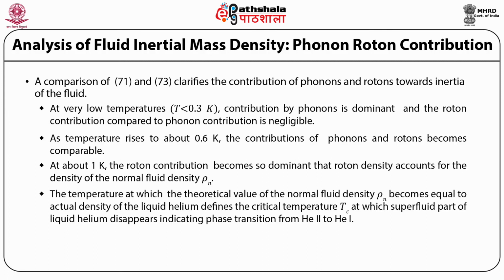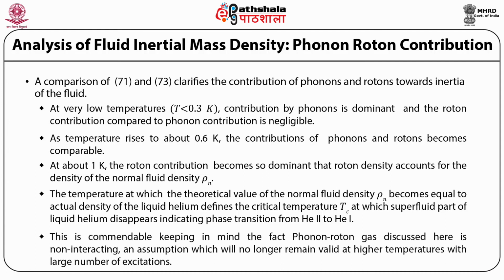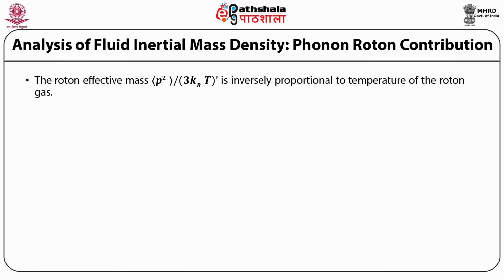The temperature at which the theoretical value of the normal fluid density rho n becomes equal to the actual density of the liquid helium defines the critical temperature Tc, at which the superfluid part of liquid helium disappears, indicating phase transition from helium-2 to helium-1. This theoretical critical temperature comes out to be approximately 2.5 degrees Kelvin compared with experimental value of 2.19 K. This is commendable keeping in mind the fact that the phonon-roton gas discussed here is non-interacting, an assumption which will no longer remain valid at higher temperatures with large number of excitations. The roton effective mass, that is p square upon 3 kBT, is inversely proportional to temperature of the roton gas.